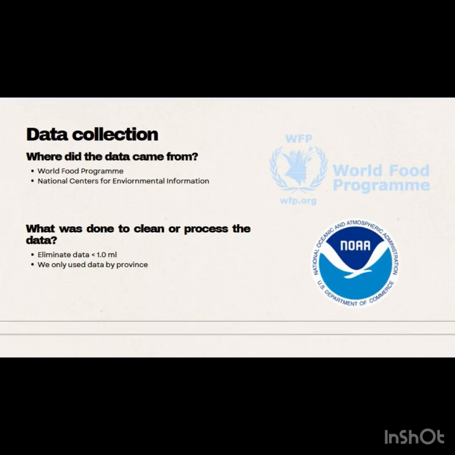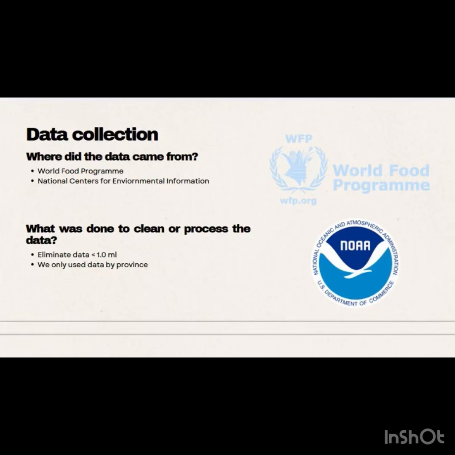The rainfall data used in this study comes from two reliable sources. The first source is the World Food Program, and the second source is the National Centers for Environmental Information, which provides climate and environmental data.